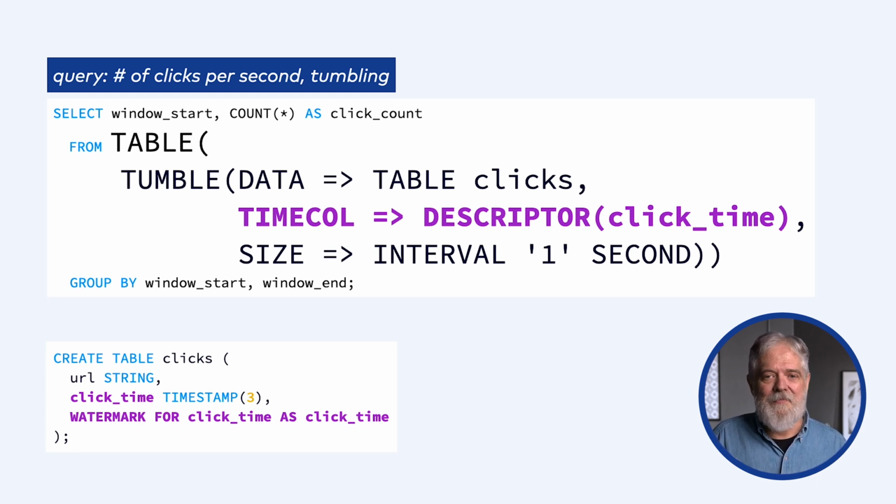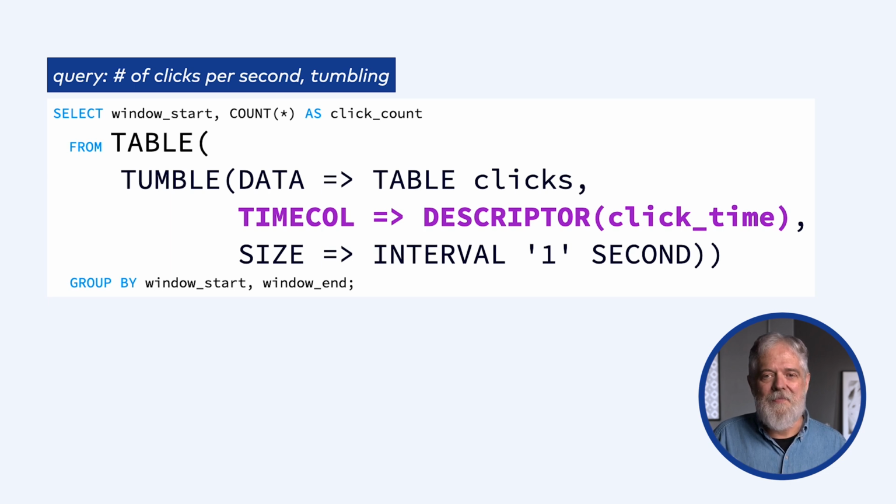It's possible for a table to have many different timestamp columns, but only one of them will be used for watermarking. We call that special timestamp column that's used for watermarking the time attribute. In this case, the time attribute for the clicks table is the click time column.